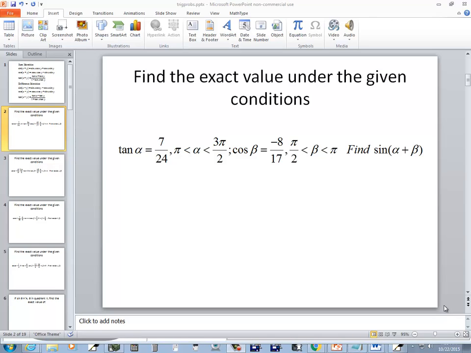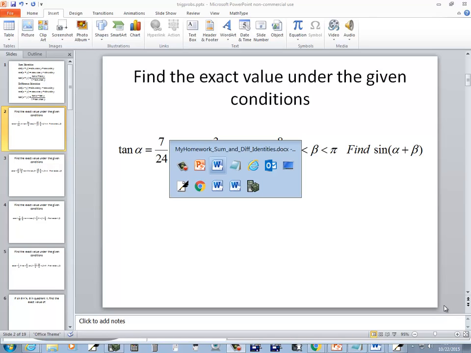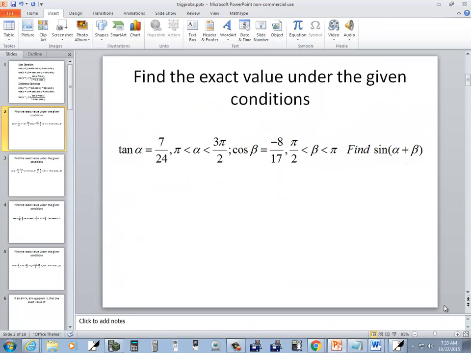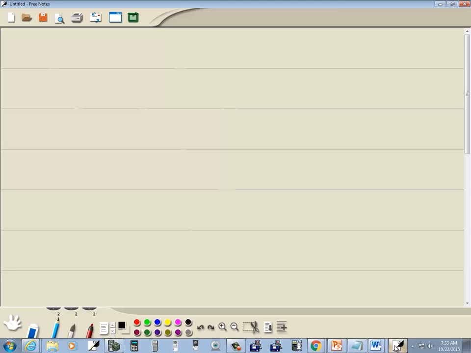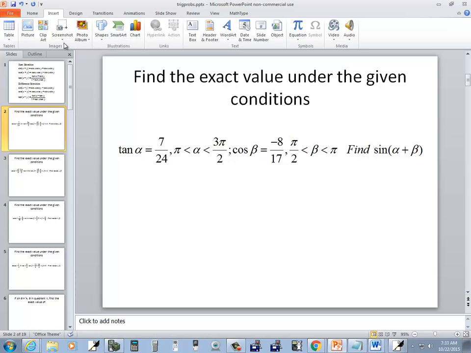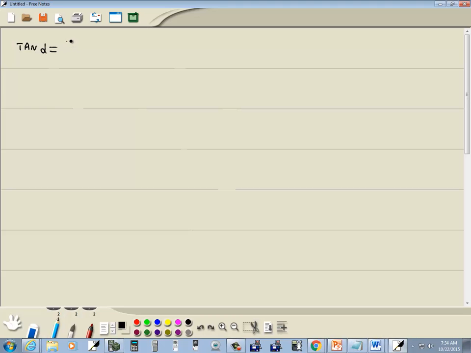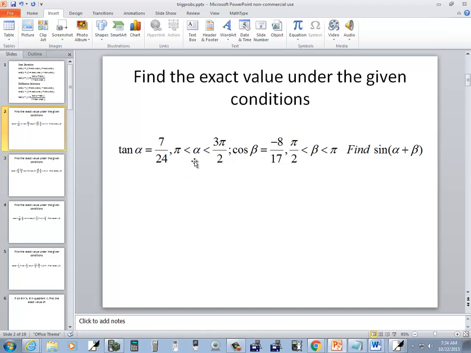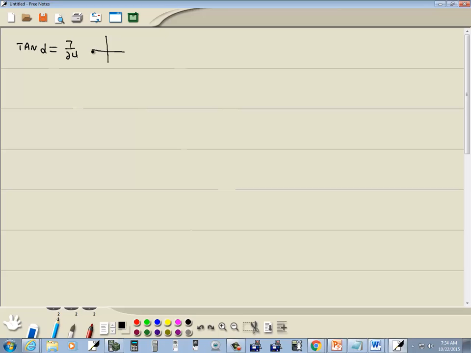Let's take a look at this problem on my tablet. There it is. So I'm given tangent alpha is equal to 7 over 24, and it says it's between pi and 3 pi over 2. Well, here's pi and here's 3 pi over 2, so this would be this quadrant.